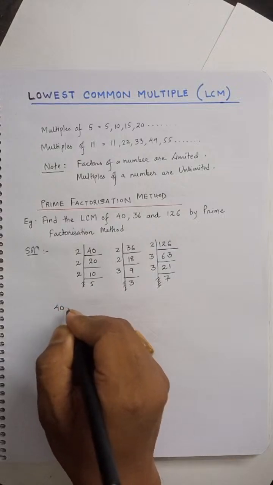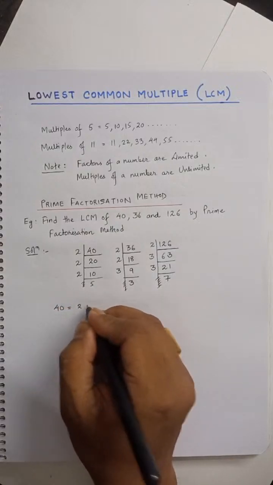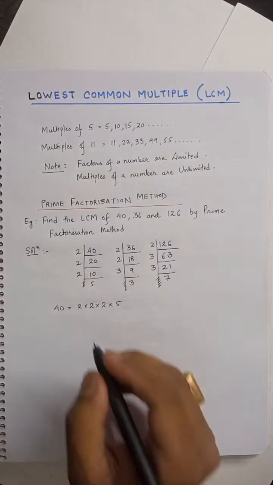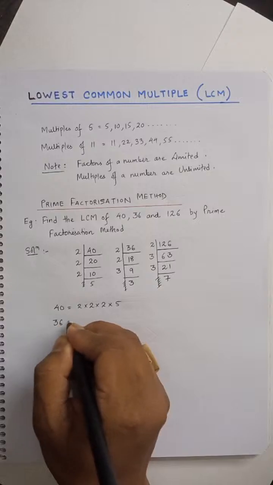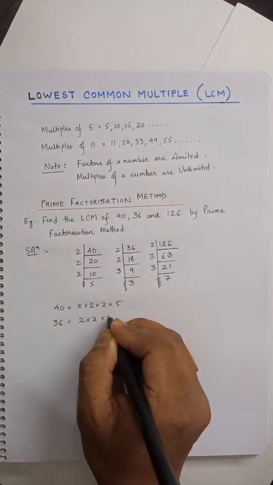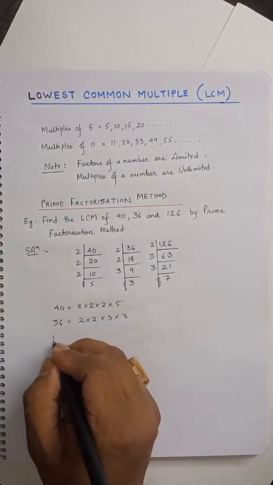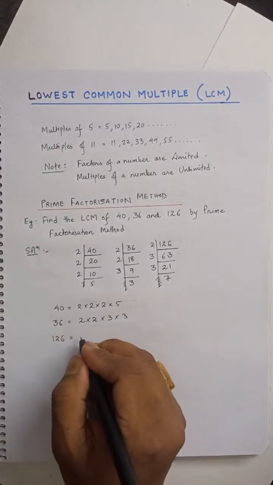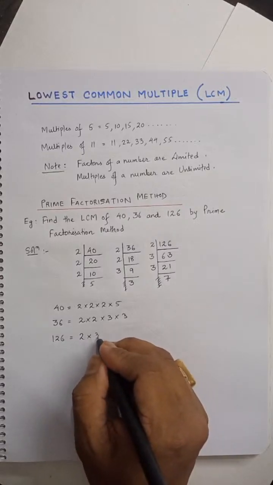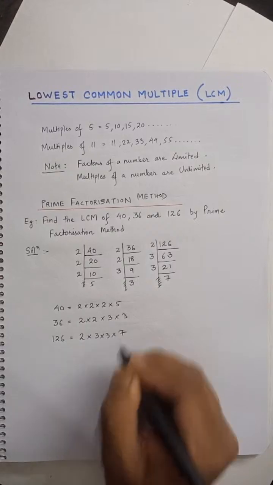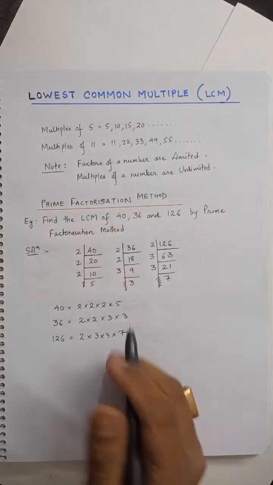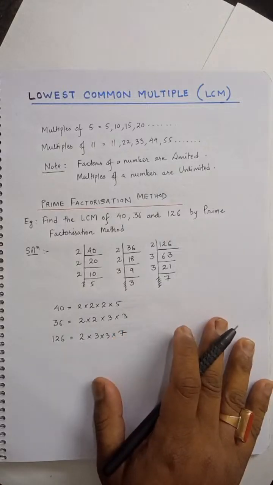So we'll write 40 equals 2 into 2 into 2 into 5. Then we have 36. 36 is 2 into 2 into 3 into 3, and 126. 126 is 2 into 3 into 3 into 7. Okay. Now, we will follow the same method like we followed in HCF.